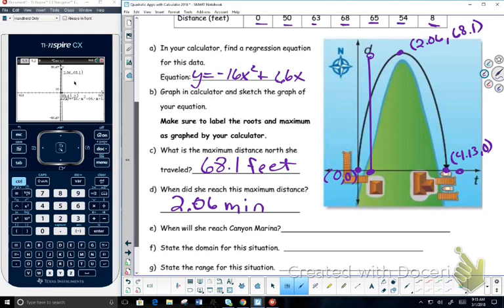When will she reach Canyon Marina? Well, that's going to be her destination, which is over here. She's going to reach it in 4.13 minutes.